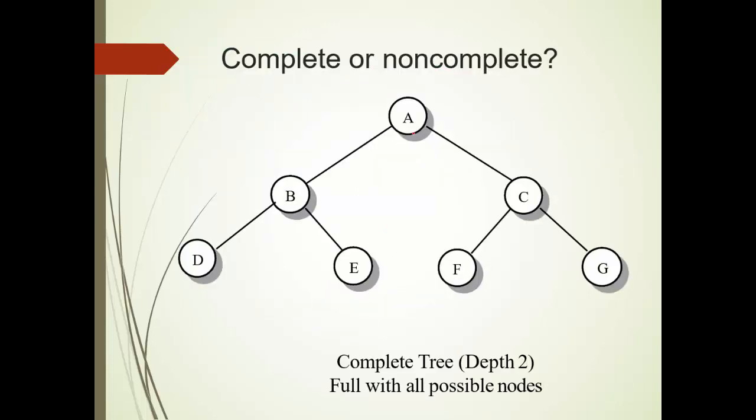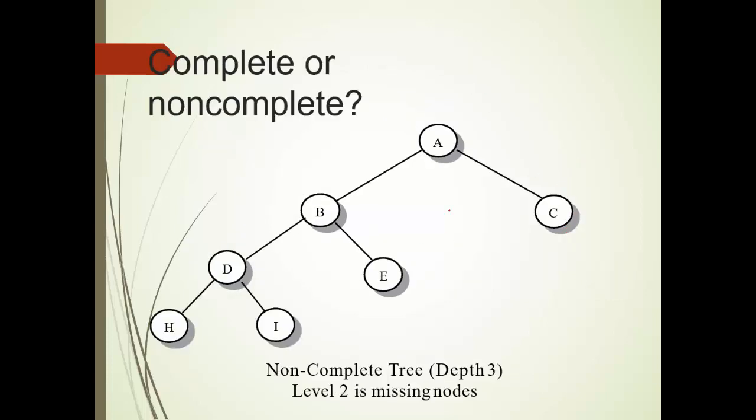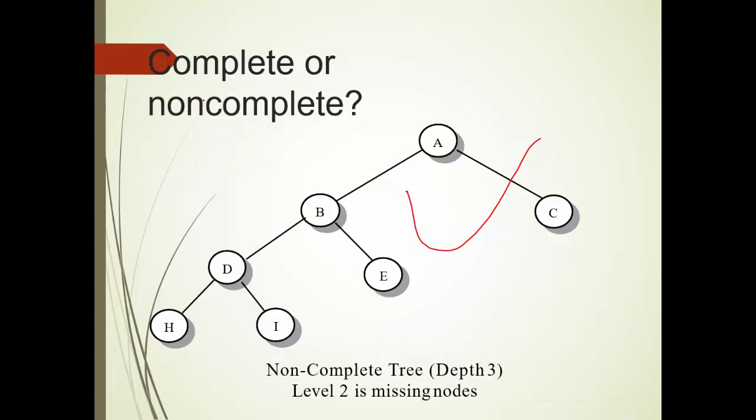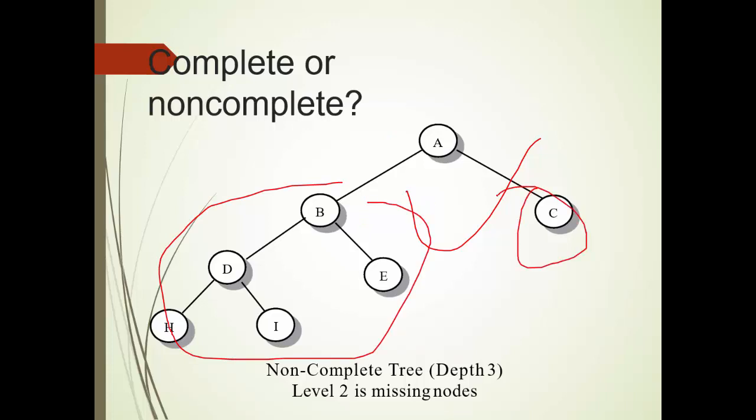So is this complete or not complete? It is complete. Is this complete or not complete? It is not complete. Why? Then here we can say, is this complete or not complete? Usually, as you can see here, level 2 is missing. This one has too many levels more than this one. It is not complete then.